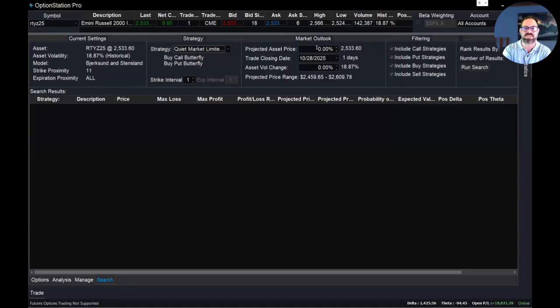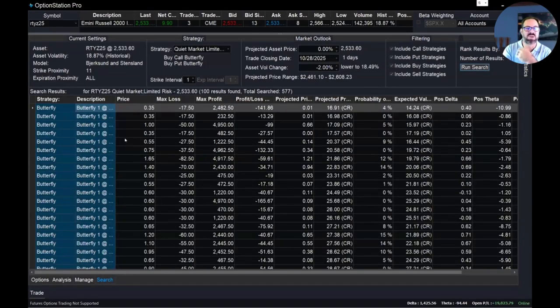If I'm expecting prices to move in a certain direction, I can put that in. Again, I'm neutral, so I'm not expecting it to go anywhere, but I am expecting volatility to drop by maybe 2%. And I can run a search to see which strategies might work out better for me. I can sort these by different things: probability of profit, projected profit, max loss, max profit, all sorts of things. I'm not going to get too much into that, though.